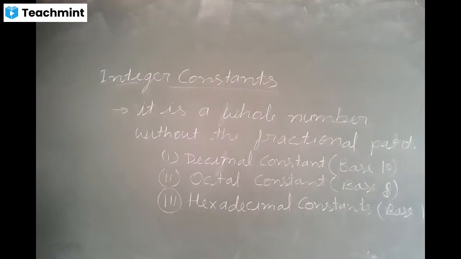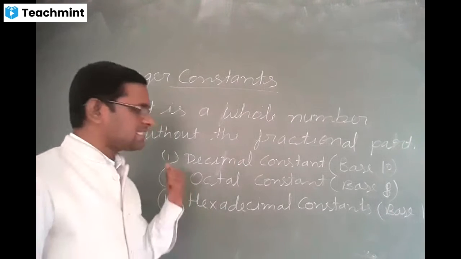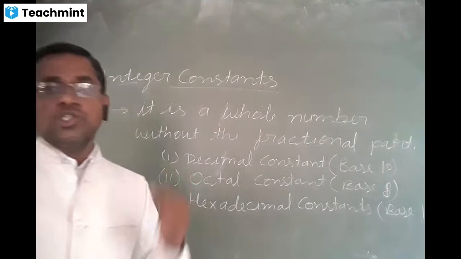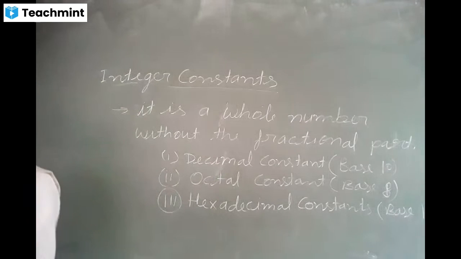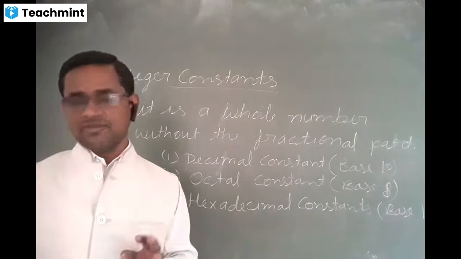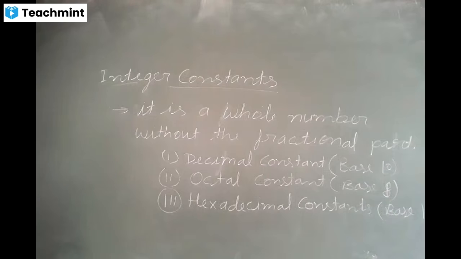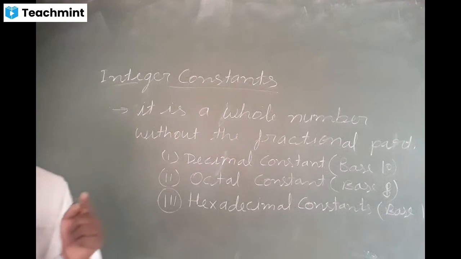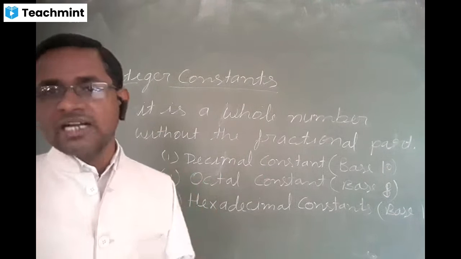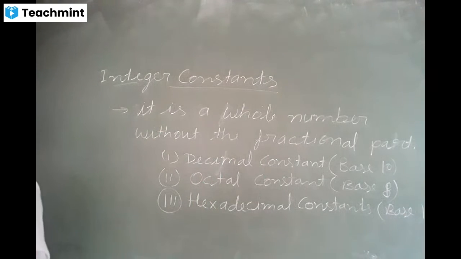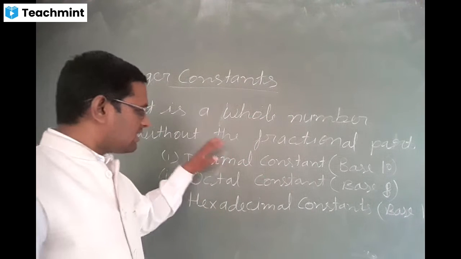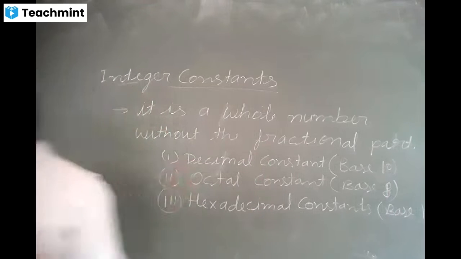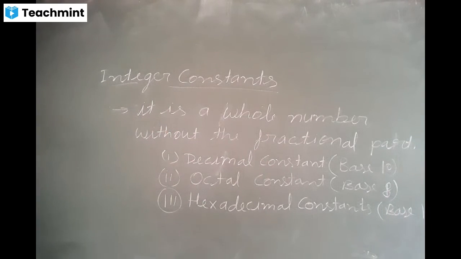Again, in the hexadecimal constant we use the digits 0 to 9, and after 9 we use the letters A to F: A, B, C, D, E, F. That means six letters. A is 10, B is 11, C is 12, D is 13, E is 14, and F is 15. So these constants can be defined by using these symbols.